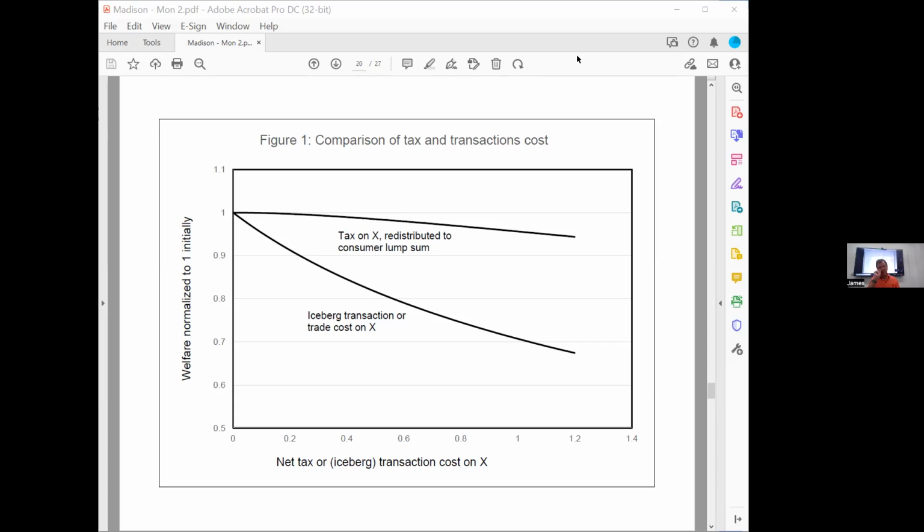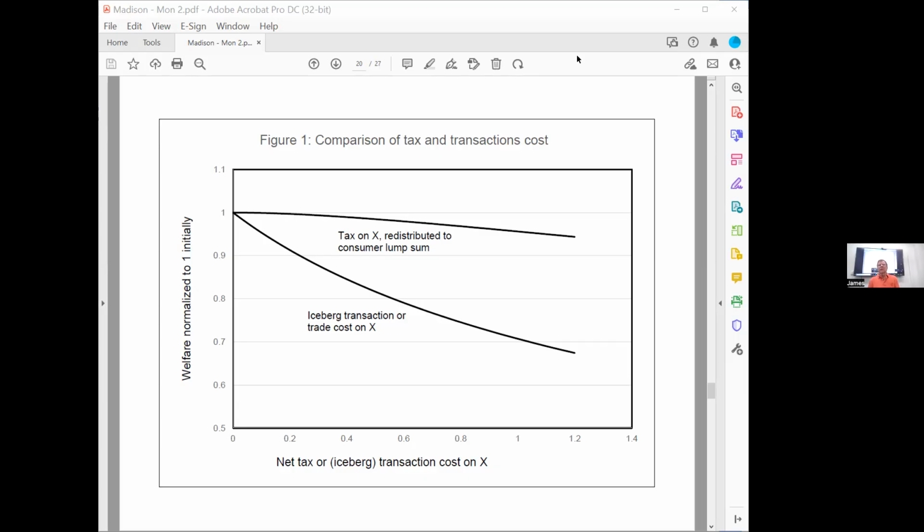effects. The real transactions cost, though, is much more powerful. You don't get this money back. Output disappears. It's sort of like negative technical change or something. And you see that curve is negatively sloped even at 0. It goes down much steeper than the taxation.